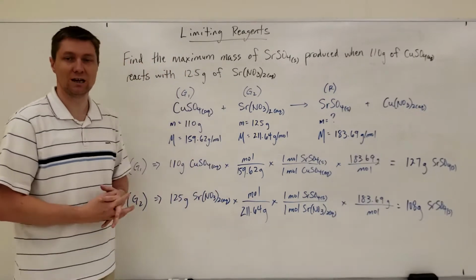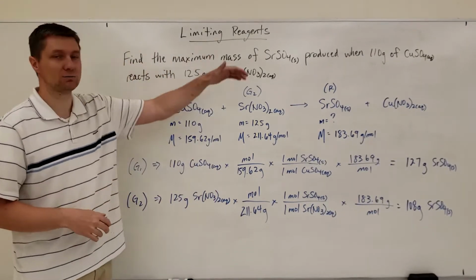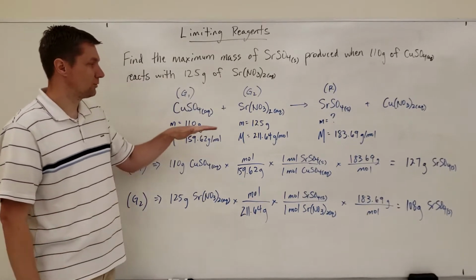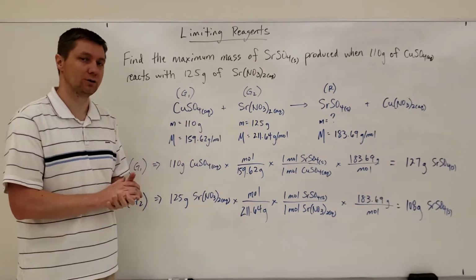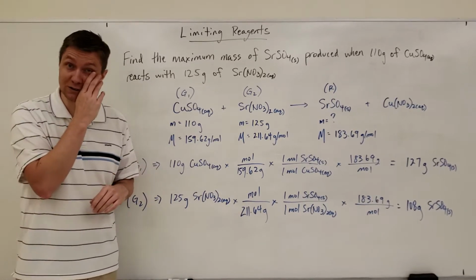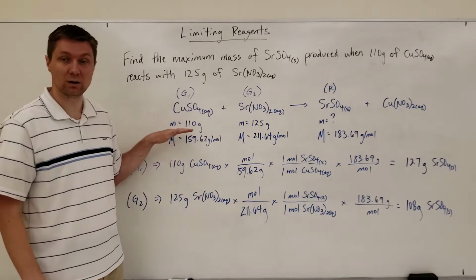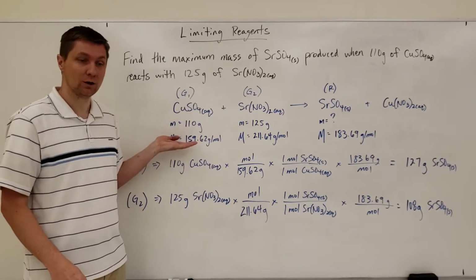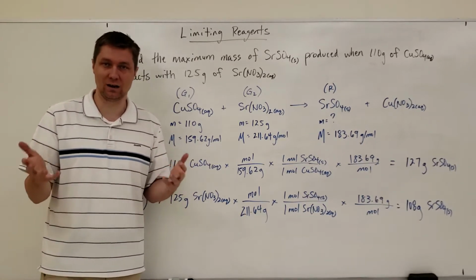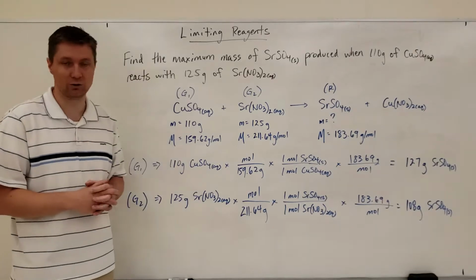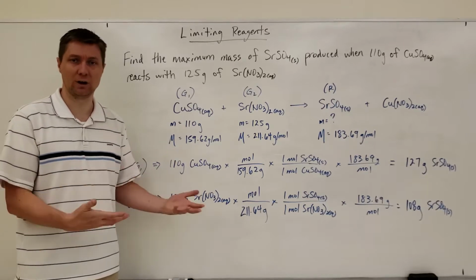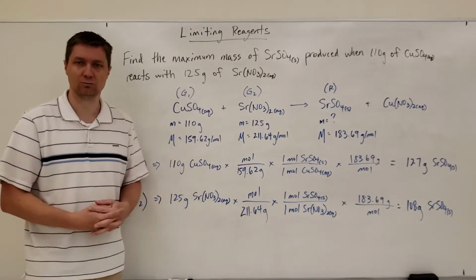And so that's what this question is asking you to figure out when it says find the maximum mass of strontium sulfate. So I've got 110 grams of copper(II) sulfate and 125 grams of strontium nitrate. And the first thing that kids will do is say, okay, hey, this question's easy. This one has more mass than this one, and so obviously I'm going to run out of this one first. So this is my limiting reagent. And it turns out that that's not always the case. So I've given you an example to illustrate this so that you can see that that is true in only some cases and not true in others. And this is one of those not true circumstances.